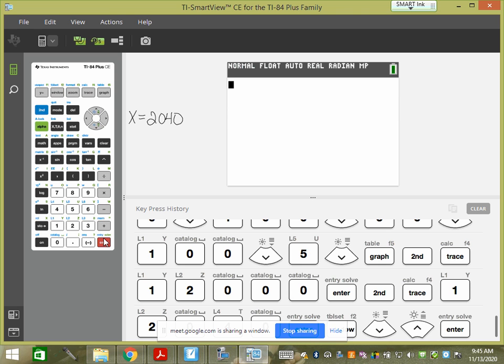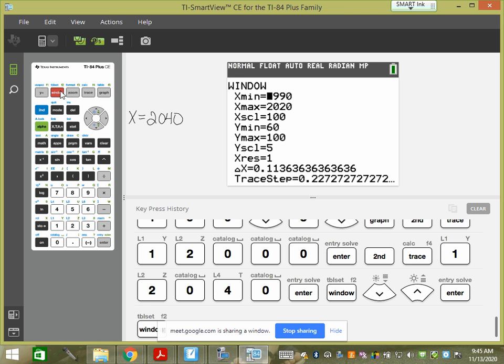I'm going to go quick. If I go to my window, what's my X max currently? 2020. So that's why I could find 2000, right? 2040 it can't find because my X max is too low. So if you error, it's probably because your X min is not low enough or your X max is too low. So your X that you're finding has to be on your window. Okay, so if I want 2040, I'm going to have to make my X max be at least 2040. I'm going to make it 2045.